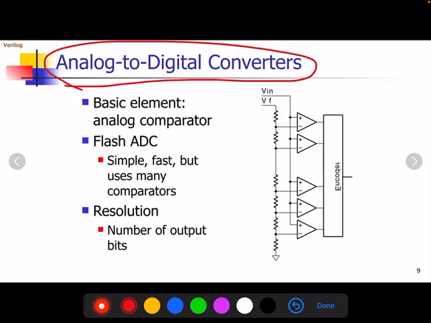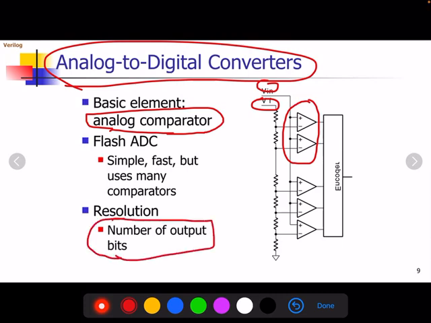The basic component or element used here is the analog comparator, for which we have made use of an op amp. With the input voltage and the reference voltage, we will be converting that analog voltage into a digital signal. Resolution is the output number of bits we require, and that defines the resolution of this ADC. In the ADC you can see there is an encoder, an op amp, and a series of resistors connected, and the input voltage and reference voltage are made use of.